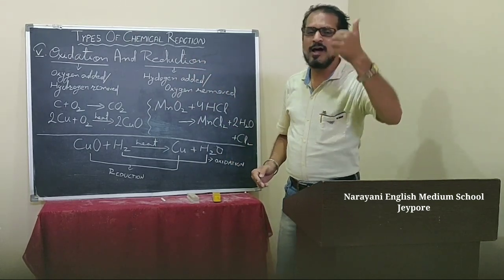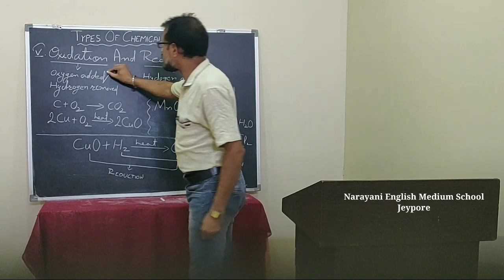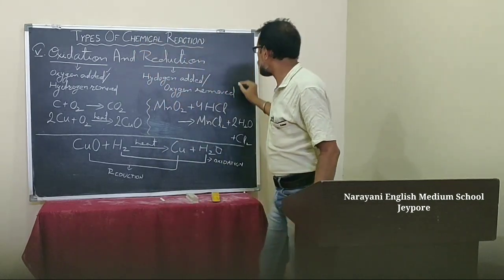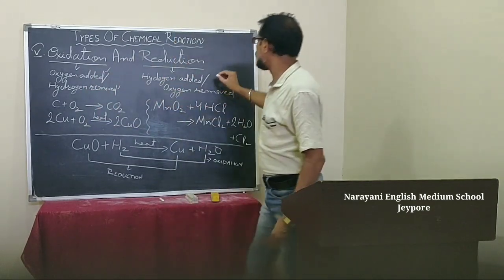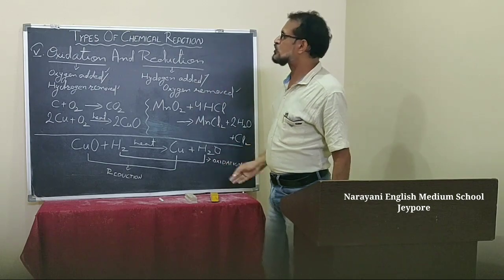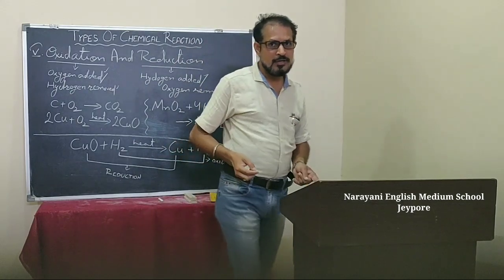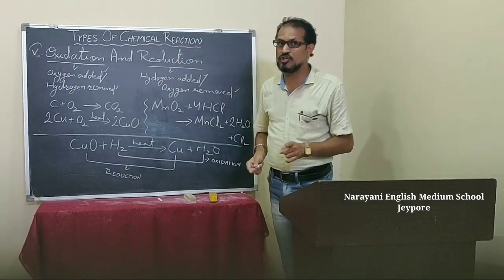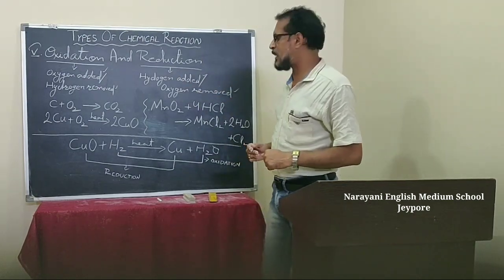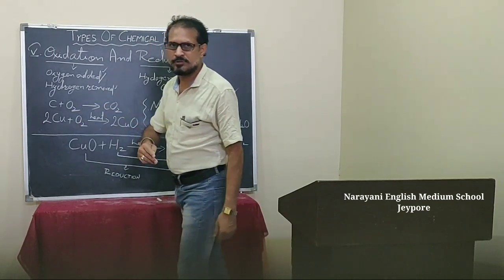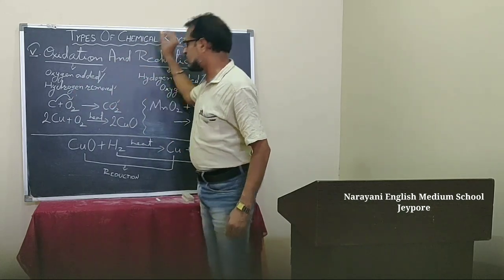So two gases mainly, hydrogen and oxygen. Here the main part is oxygen. Oxidation, oxygen added. Reduction, oxygen removed. There may be cases where hydrogen is removed in oxidation and hydrogen is added in reduction. Right? So oxidation is those reactions where oxygen is added and hydrogen removed. Similarly, reduction is reactions in which oxygen is removed and hydrogen is added. Let's go through some examples. For example, carbon is added with oxygen and we get carbon dioxide.